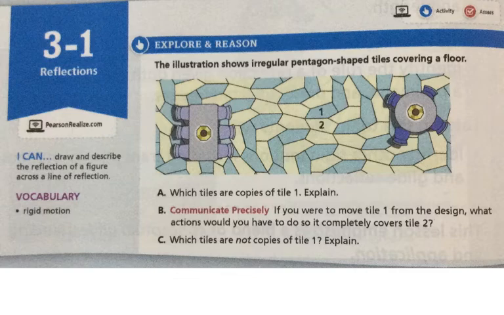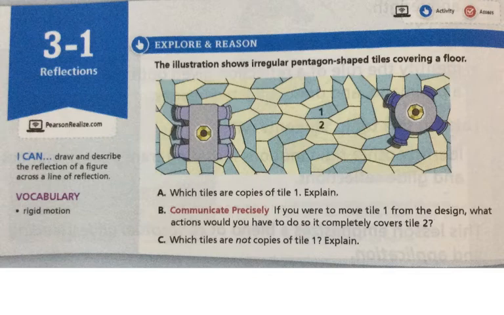It says, if you were to move tile 1 from the design, what actions would you have to do so it completely covers tile 2? Think about it. If I wanted to cover up tile 2, what would I have to do? It looks like you'd have to flip over 1 to cover it, because 2 looks like the same thing. Okay, so 2 does look the same. But what did you say to do to make 1 cover up 2? Flip it over, right? And then imagine that flip. That is what we're going to do as a reflection.